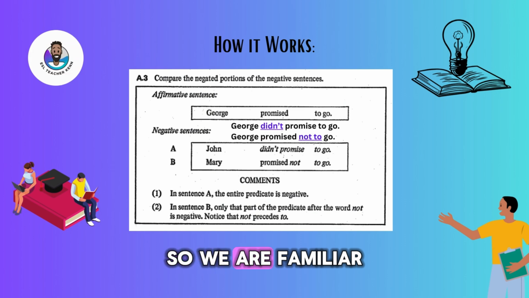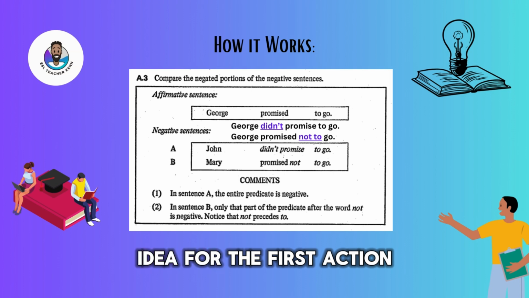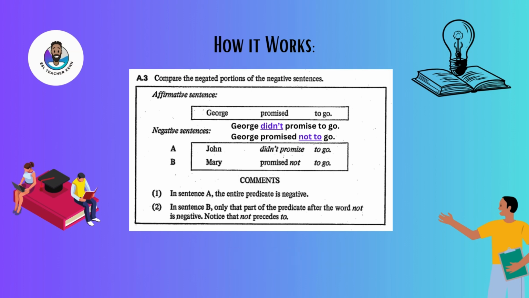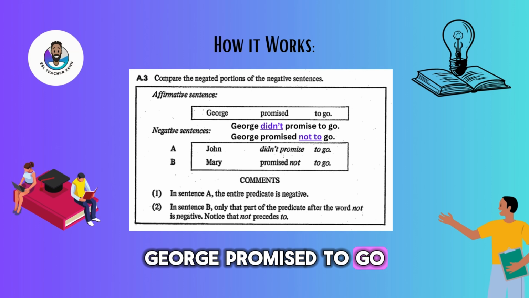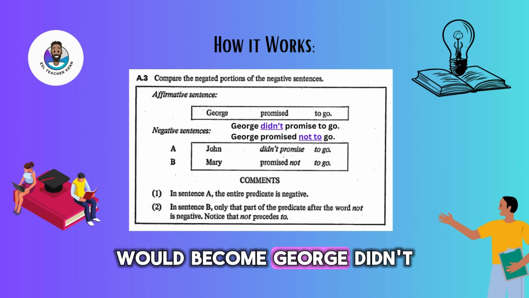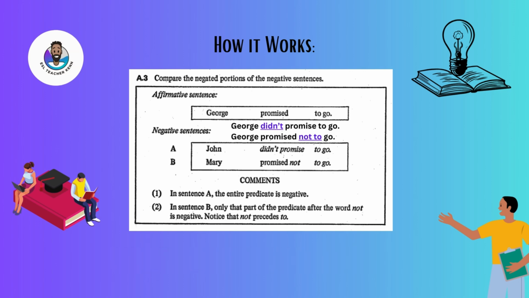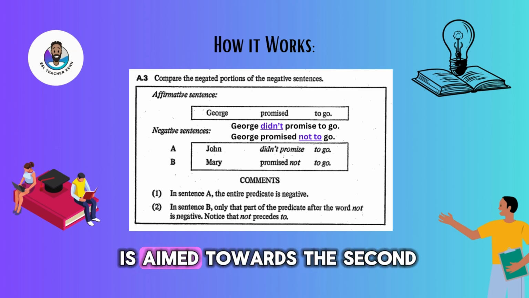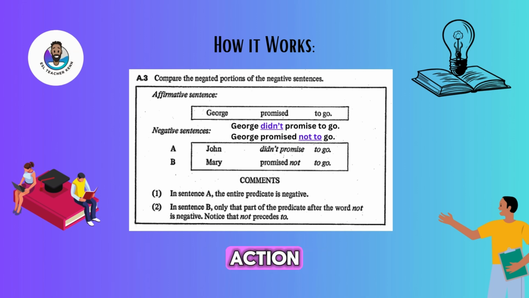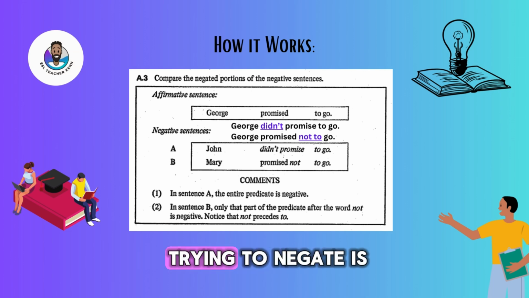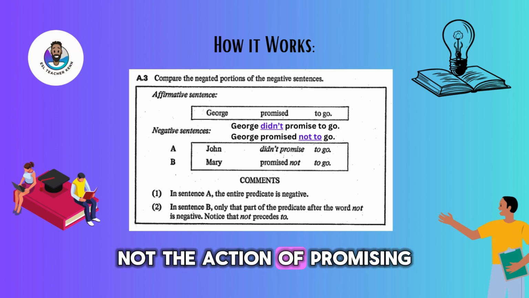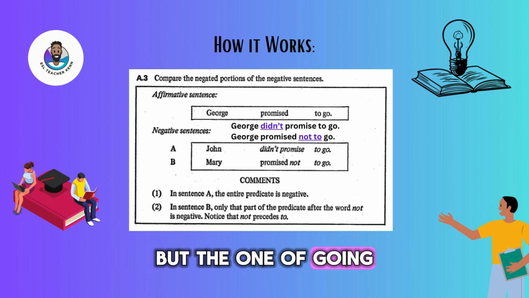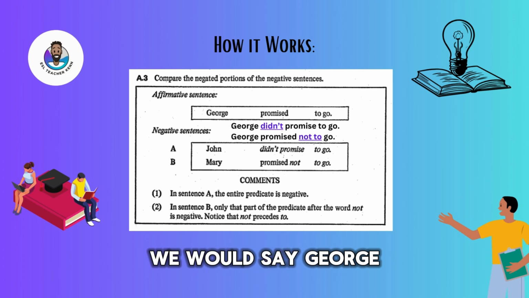So, we are familiar with using didn't to give a negative idea for the first action. George promised to go would become George didn't promise to go. The problem, however, comes when the negation is aimed towards the second action. If what I am trying to negate is not the action of promising, but the one of going, we would say George promised not to go.